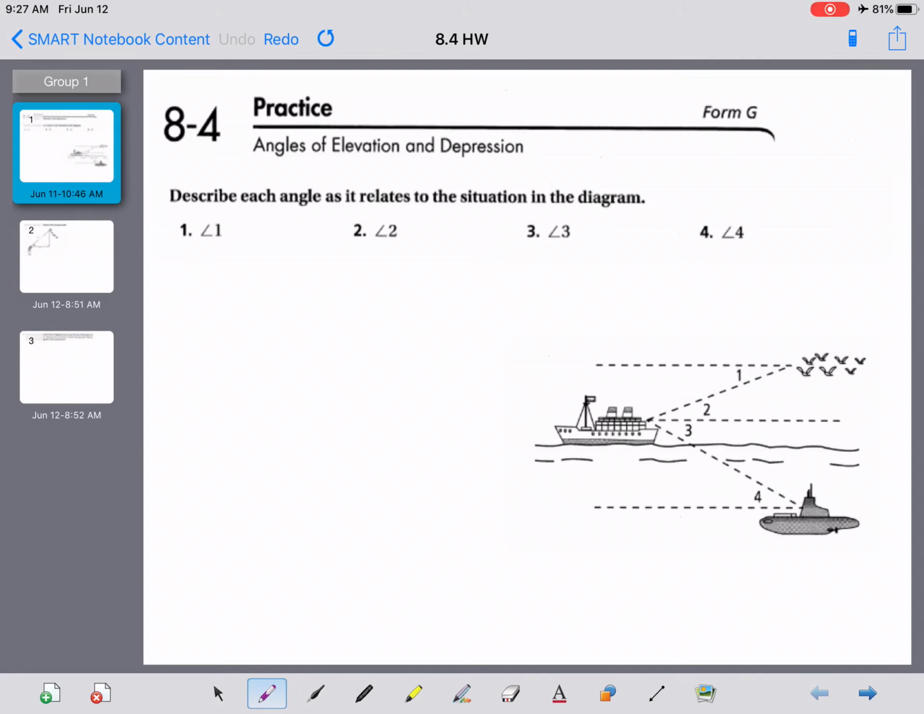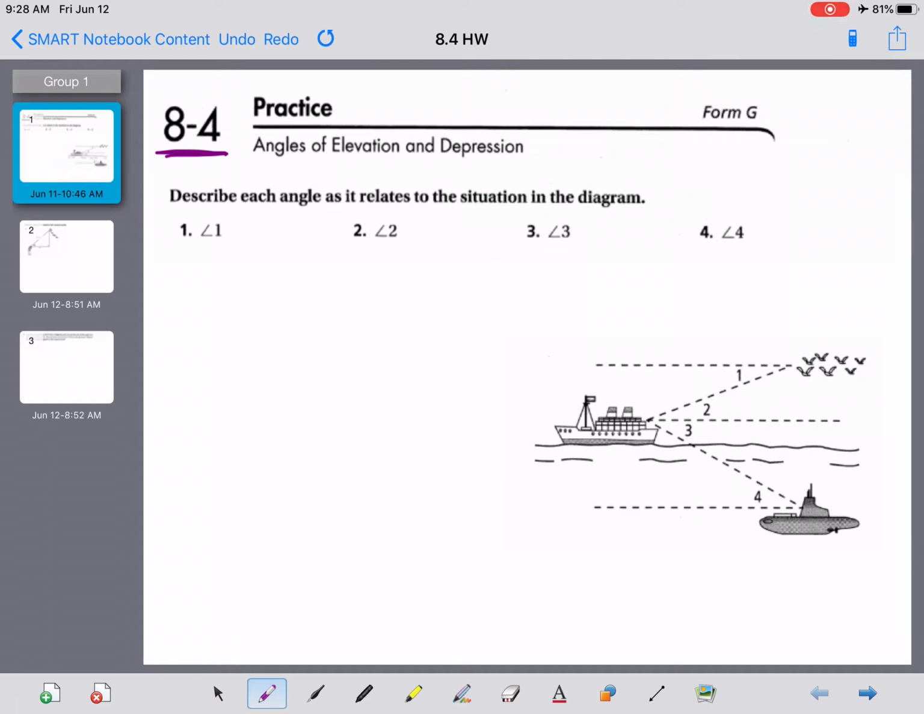All right, everybody, let's do a few problems off of the 8.4 worksheet. I wasn't able to give you guys a CUDA worksheet for this section because they don't really have any problems that deal with angles of elevation and depression. So this is the worksheet from your textbook, which we really haven't been using at all. It's called the Pearson worksheet.